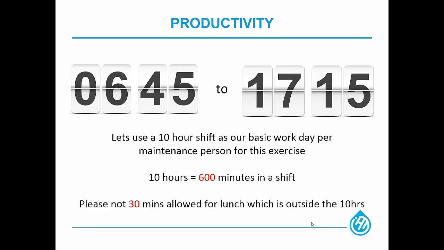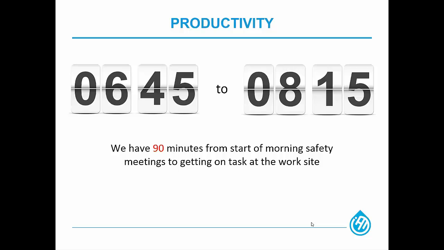If we use a 10-hour shift pattern, 10 hours equals 600 minutes within that shift, and we have not allowed for the 30 minutes taken for lunch break. This is in addition to the 600 minutes. So we have 90 minutes from the start of the morning safety meetings to getting on task at the worksite.